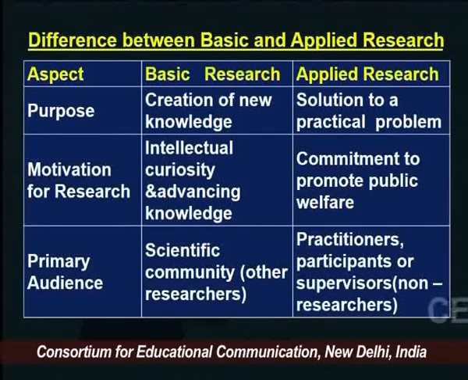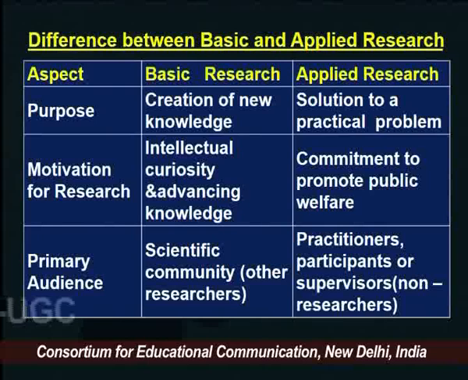Number one, if we look at the purpose of research, the purpose of basic research is creation of new knowledge, whereas that of applied research is solution to a practical problem. So whereas one is focusing on the creation of knowledge, another one is more oriented towards applying that knowledge. Motivation for undertaking research in basic research is intellectual curiosity and advancing knowledge. In applied research, it is commitment to promote public welfare.